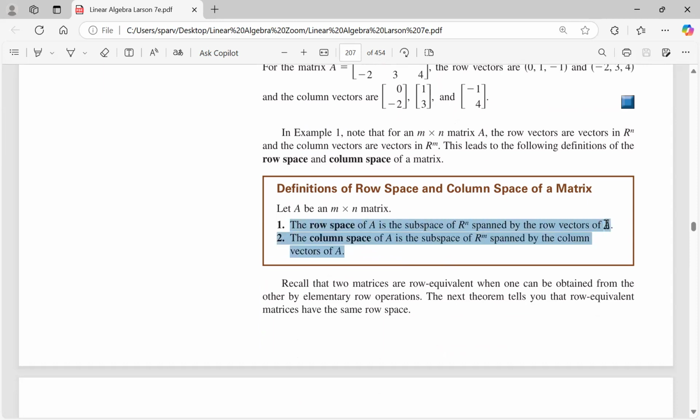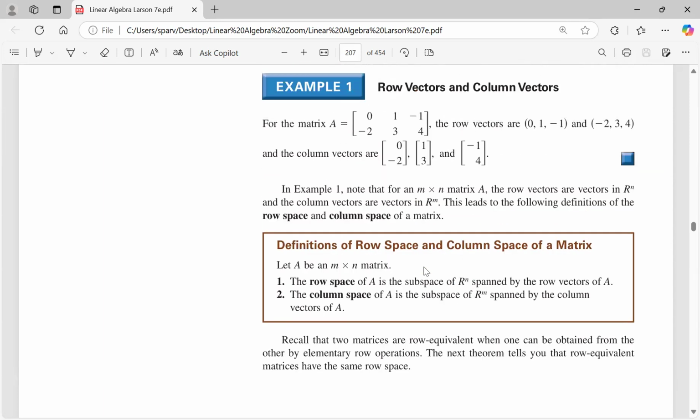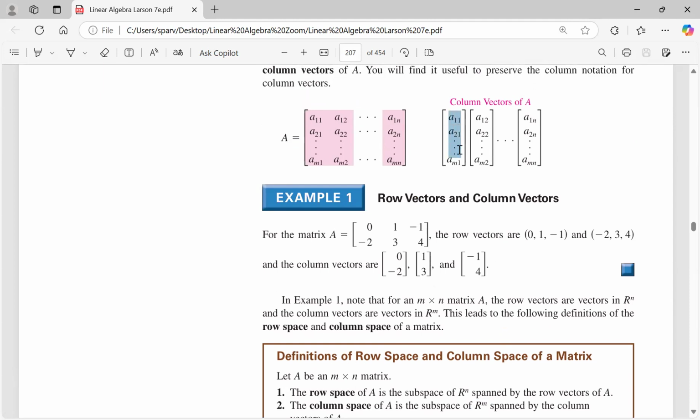Now, the row space and column space of a matrix, just what we went through, he officially explains here in our definition. A row space is a subspace of Rn. Remember, because there are n columns, right? So it's a subspace of n-dimensional space spanned by the row vectors of A. The column space is going to be a subspace of Rm, because there are m rows. And if you look right in here, I've highlighted, that would be the column vector. Notice this is spanned by the column vectors; it's a subspace of Rm because there are m rows.